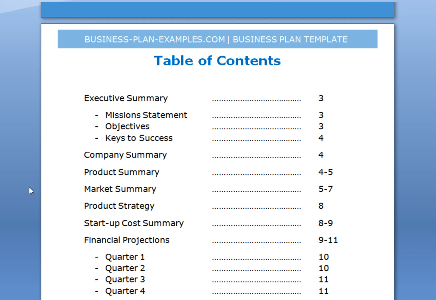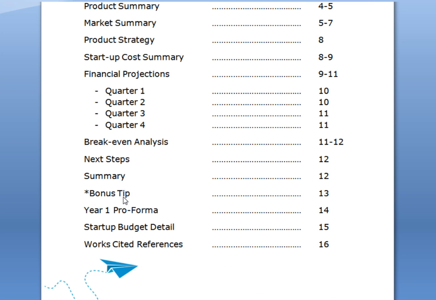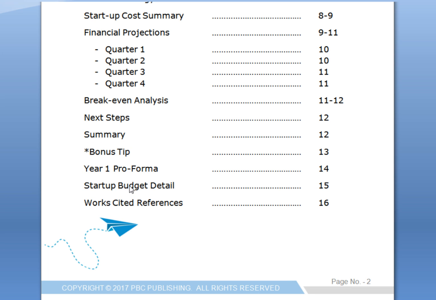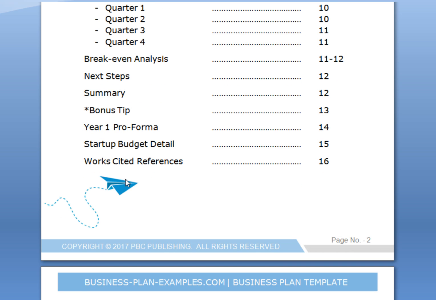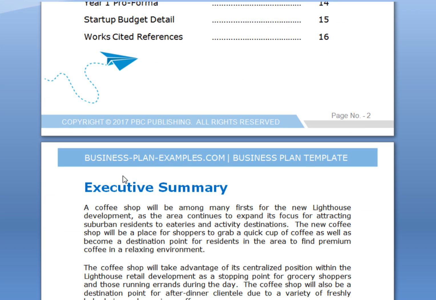As we go through this table of contents page, you can really see the different main sections and subsections. Pretty standard table of contents, and as we scroll through the actual plan, you'll be able to see how each of these sections are laid out and formatted.